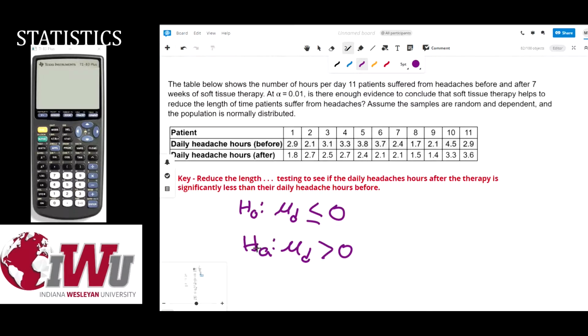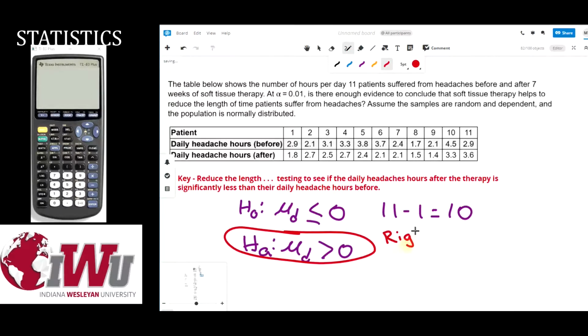Next step, degrees of freedom. We have 11 in our sample, so that's going to be pretty simple. It's going to be 11 minus 1, and so we're at a degrees of freedom of 10. Now, is this left tail, right tail, two tail? Remember, the alternative hypothesis normally gives it away. If the alternative here is greater than, that typically means that we are right-tailed. So we're right-tailed on this one.